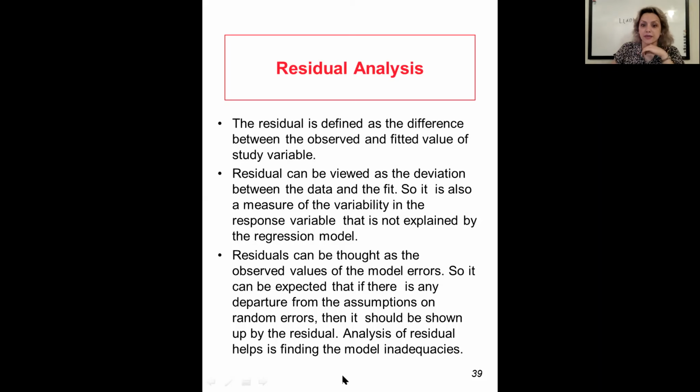So it can be expected that if there is any departure from the assumption on random errors, then it should show up in the residual. So the analysis of the residuals helps us to find out the model inadequacies.